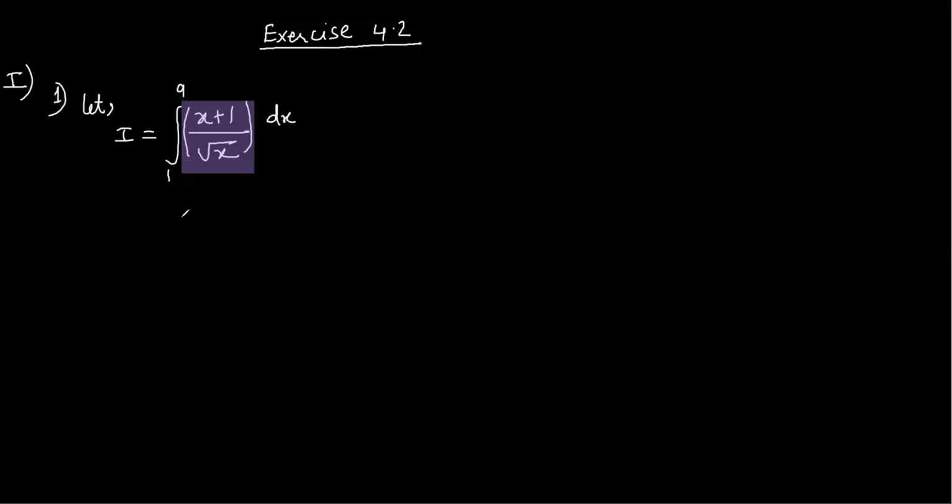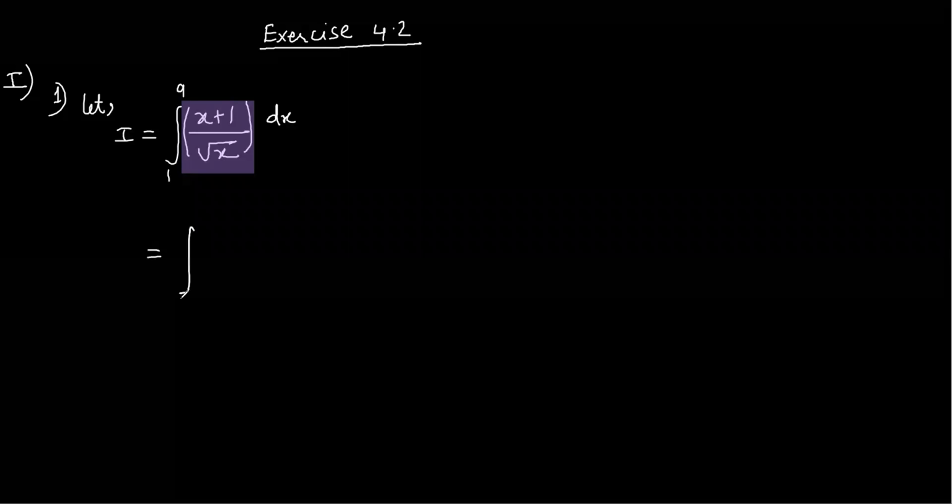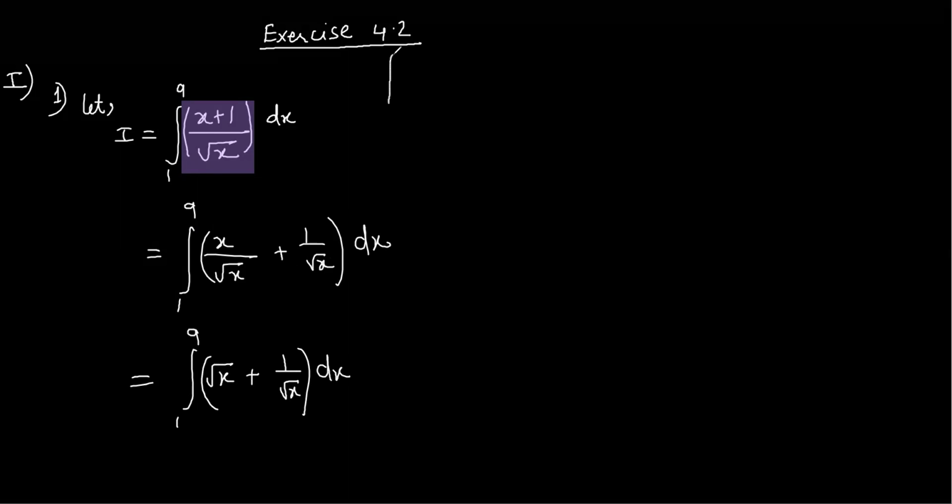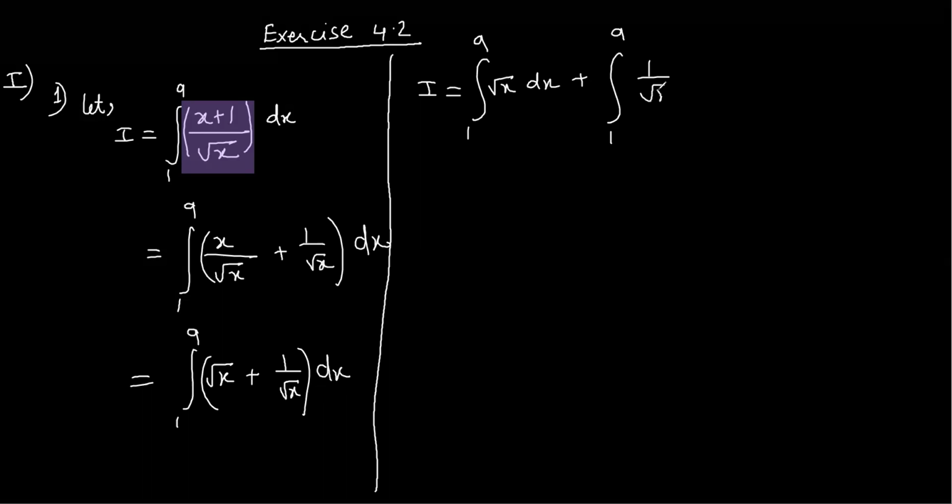So here I will write, how do I integrate? I write 1 to 9 and split this x plus 1 upon root x. So I get x upon root x plus 1 upon root x dx. In the next step, x upon root x is root x. So I get integral from 1 to 9 of root x plus 1 upon root x dx. I equals, I write separate integrals now. So it is 1 to 9 root x dx plus 1 to 9 1 upon root x dx.